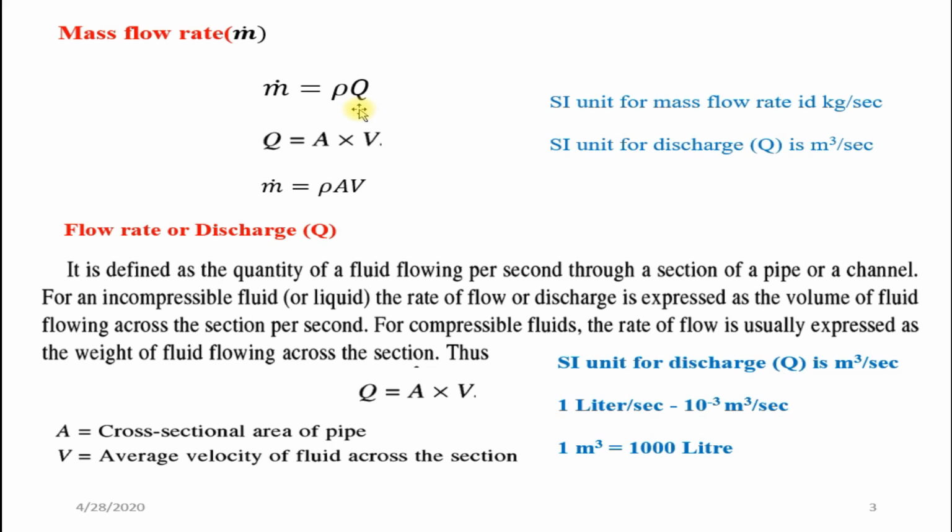M dot is given by rho into Q. Q is area into velocity. Therefore, M dot is equal to rho into area into velocity. Discharge SI unit is meter cube per second. Sometimes in the problem, they will mention discharge in terms of liter per second. You have to convert liter per second to meter cube per second first. Then you have to solve the problem. 1 liter per second is equal to 10 raised to minus 3 meter cube per second, because 1 meter cube is equal to 1000 liter.